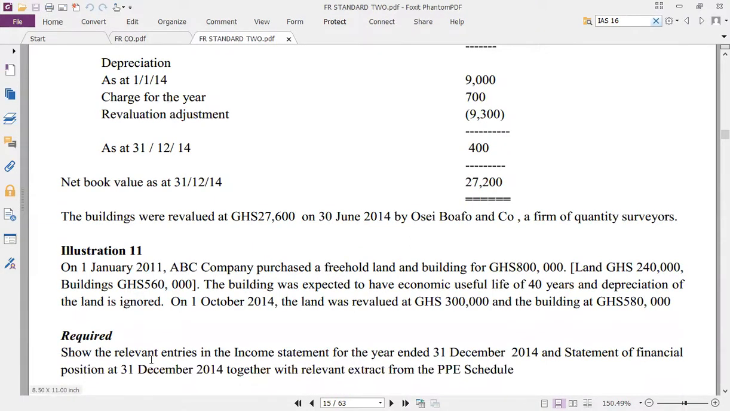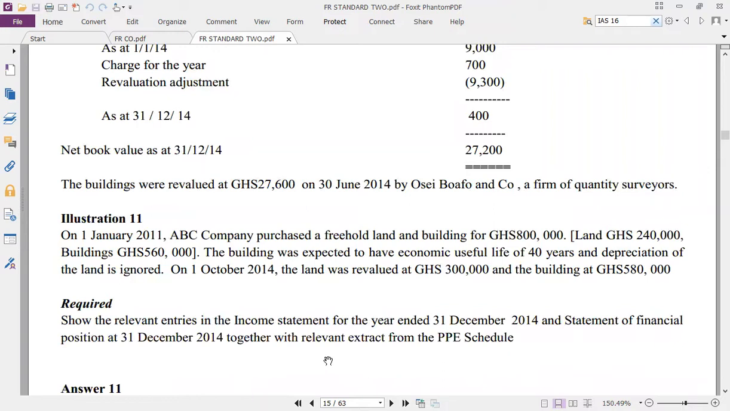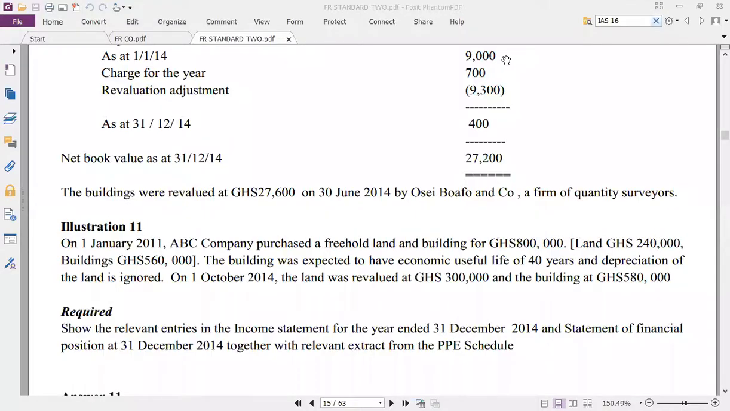Show the relevant entries in the income statement for the year ended 31st December 2014 and the statement of financial position as at 31st December 2014, together with relevant extracts from the PPE schedule. Okay, so let's continue.